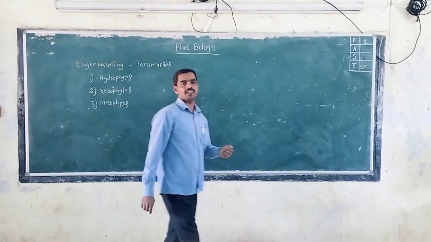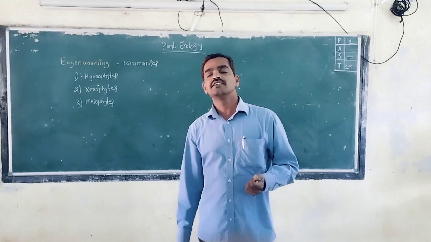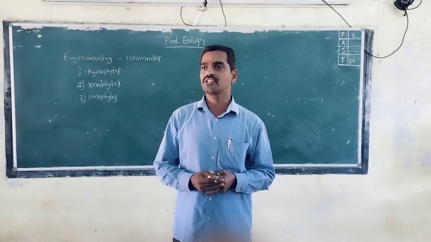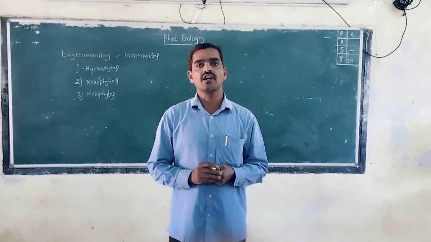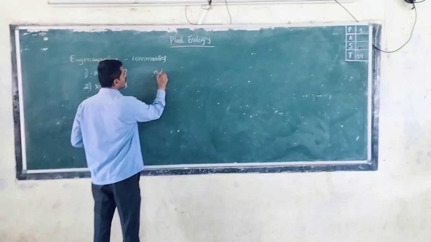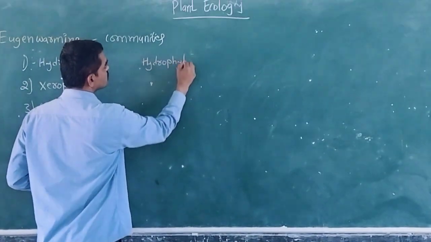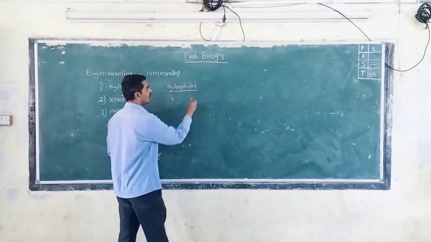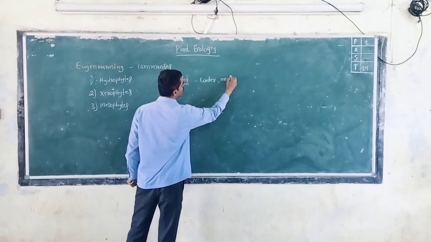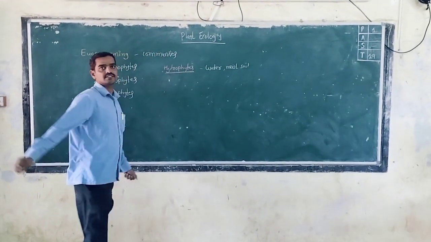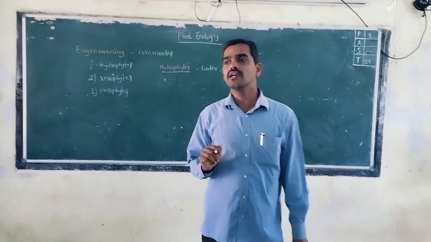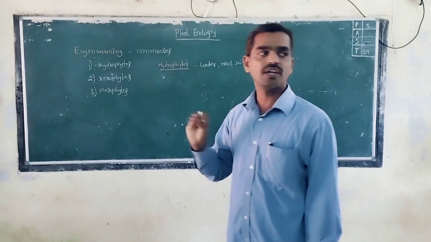First we will discuss hydrophytes. So what are hydrophytes? Hydrophytes are generally grown in water or moist soil. So that is called hydrophytes. Again, these hydrophytes are divided into five categories.